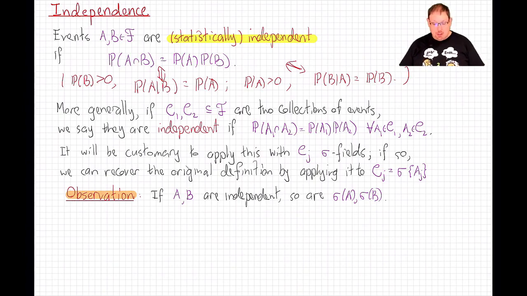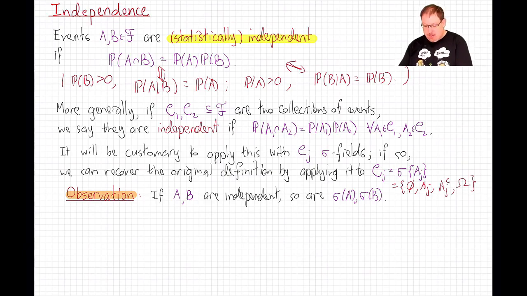We could make the definition just for sigma fields of events if we note that we can recover the original definition by saying that two events, A1 and A2, are independent if and only if the sigma fields they generate are independent. That might sound like a stronger property, but let's note that for a single event, the sigma field that it generates has four elements: the empty set, the event itself, its complement, and the entire space. That is, at most four elements. If A is either the whole space or the empty set, this will only have two elements.